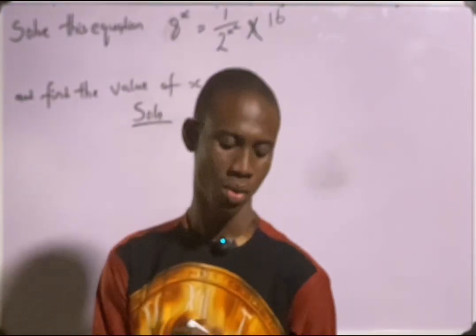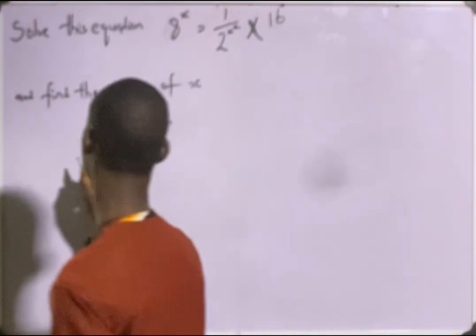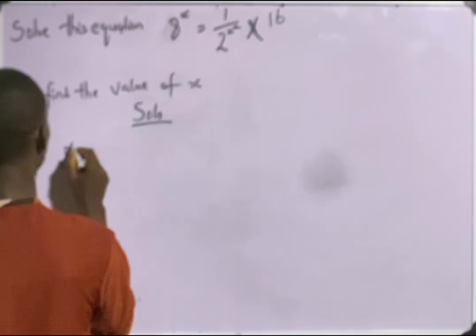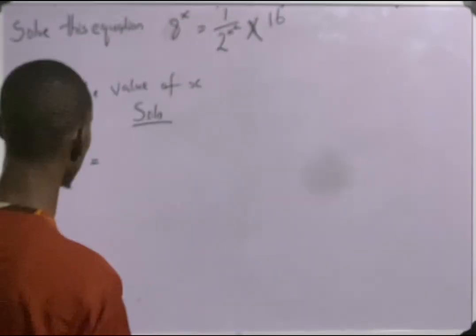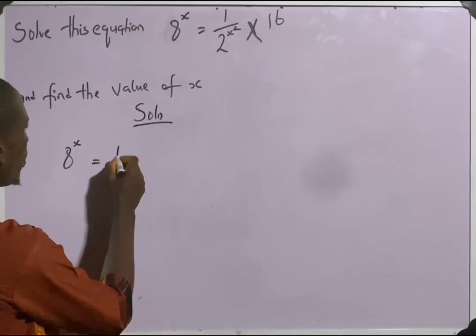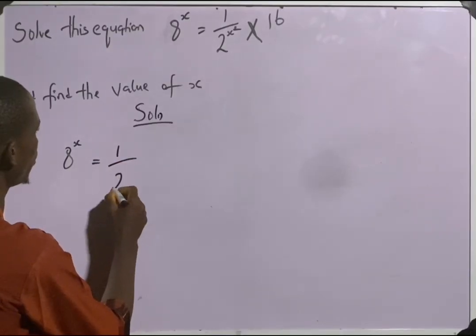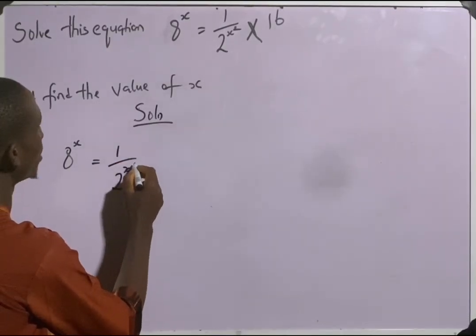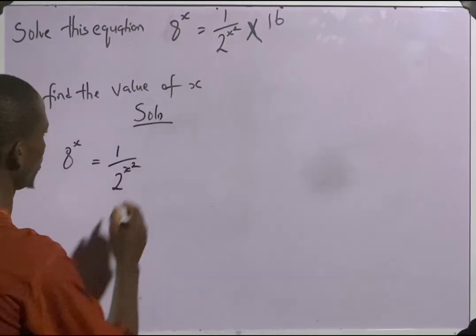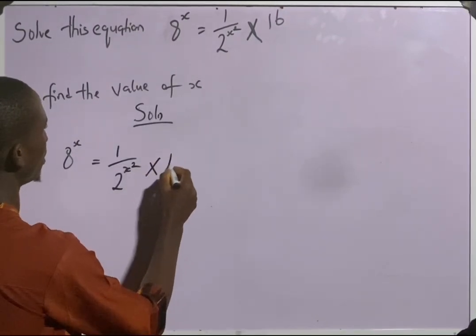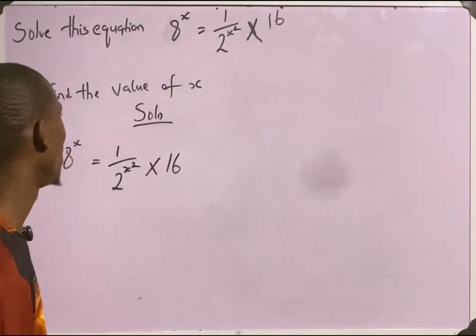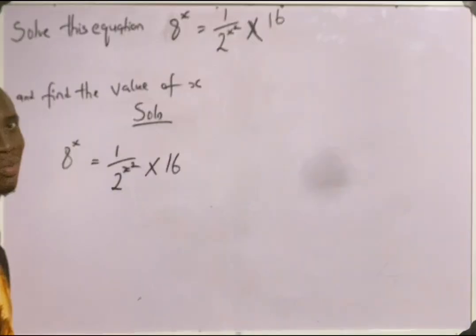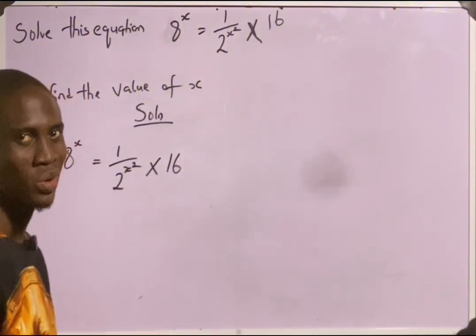Okay, we have this question to solve. 8 raised to power x is equals to 1 all over 2 raised to power x squared times 16, right? This thing looks difficult, it looks hard, but it is very simple as we simplify it.